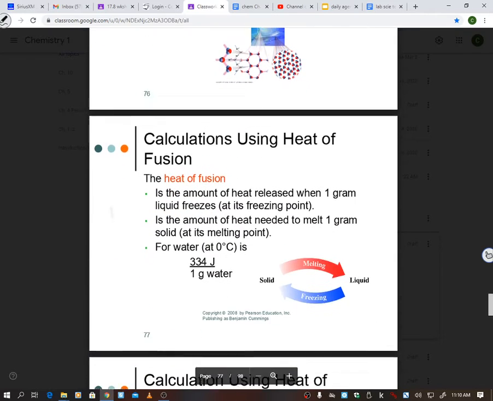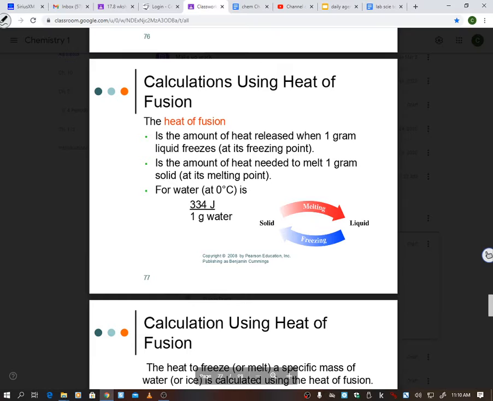All right. Calculation using heat of fusion. So we want to know what the big takeaway from this is. How much energy do I need to freeze maybe a sip of water versus a full cup? That little bitty amount of water is going to freeze before that whole cup does. So how much energy is it going to take to do that? This is how we do it.